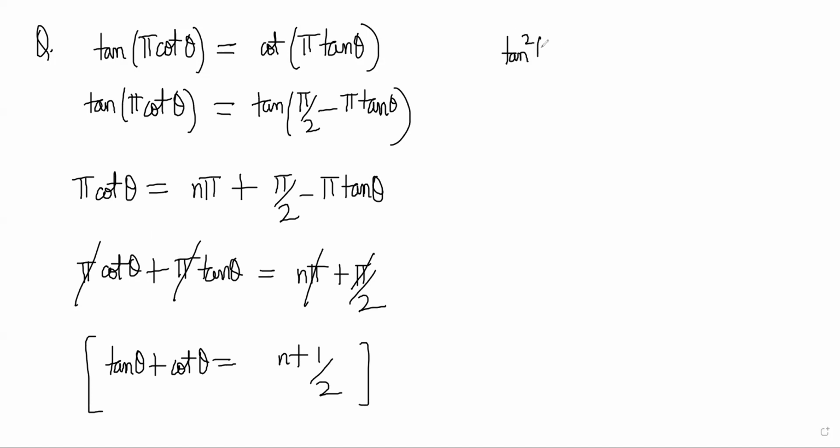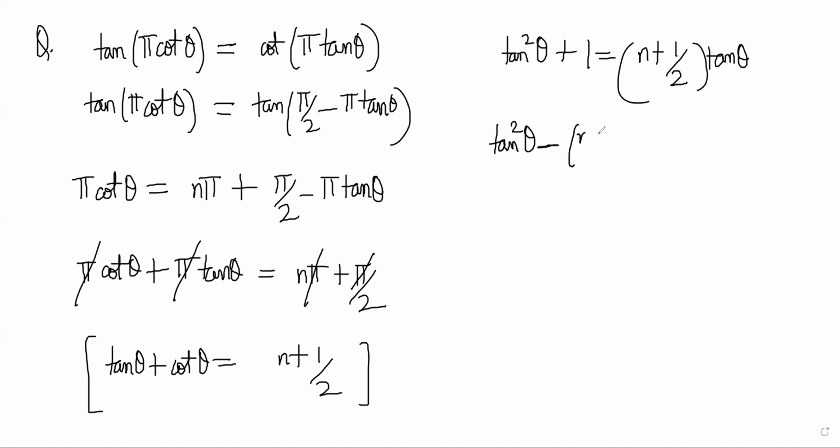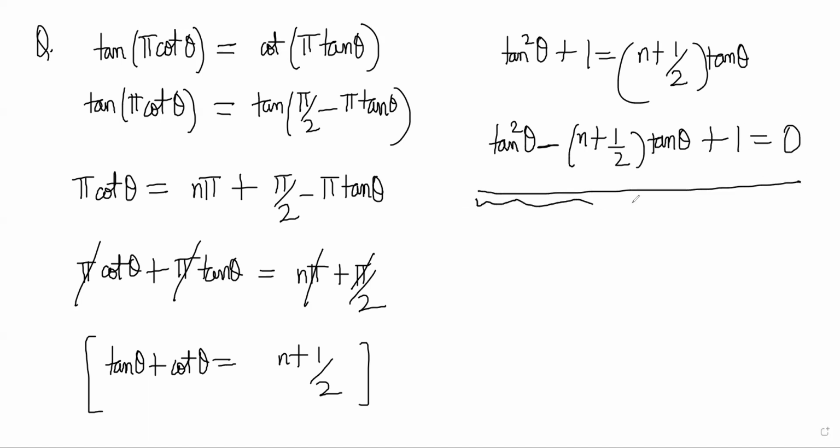How will you solve the quadratic? Tan square theta plus 1 is equal to n plus half tan theta. So tan square theta minus n plus half tan theta plus 1 equals 0. You have to realize that the equation will not have solutions all the time. It depends on the discriminant, right? Yes, sir. So here the discriminant, n plus half whole square minus 4, must be greater than or equal to 0, right?